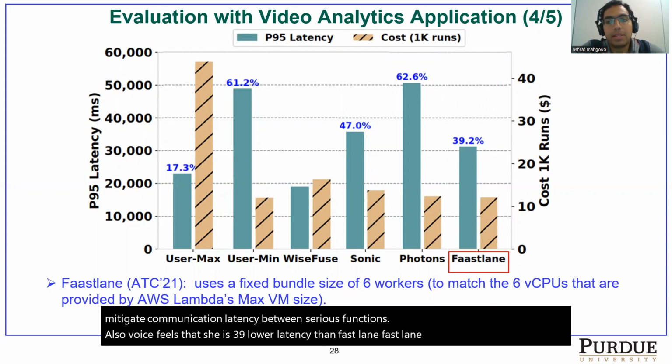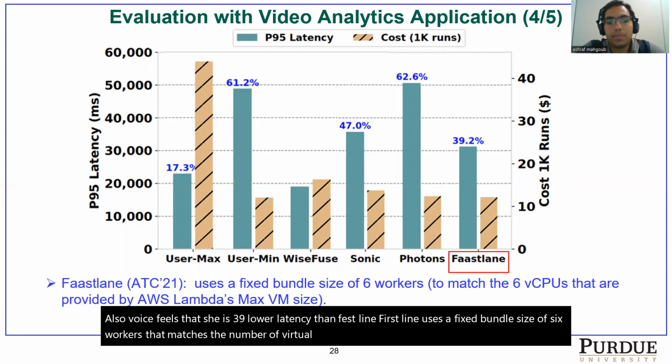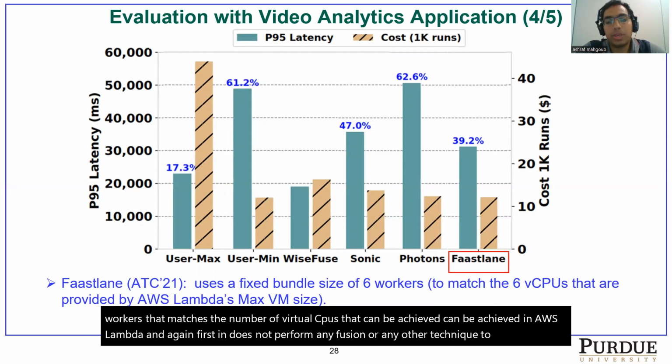Fastlane uses a fixed bundle size of 6 workers that matches the number of virtual CPUs that can be achieved in AWS Lambda. And again, Fastlane does not perform any fusion or any other technique to mitigate communication latency between in-series functions.